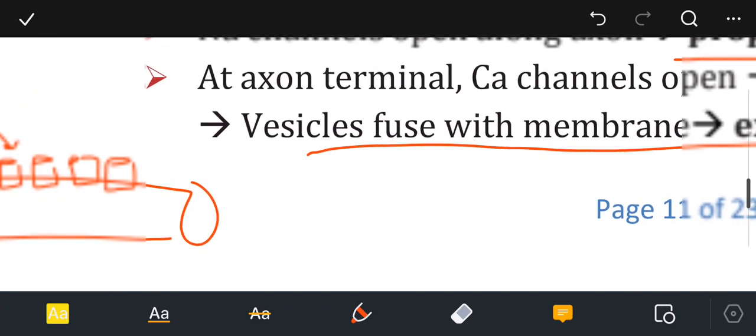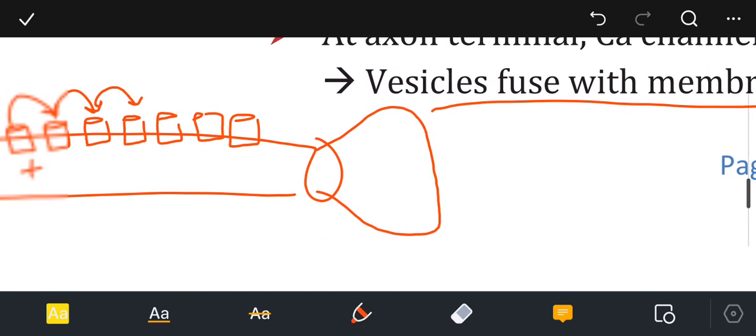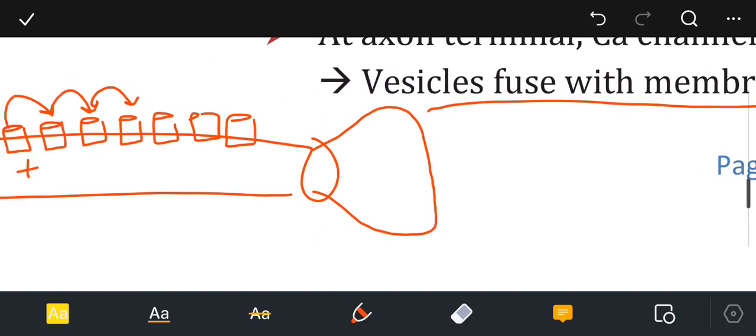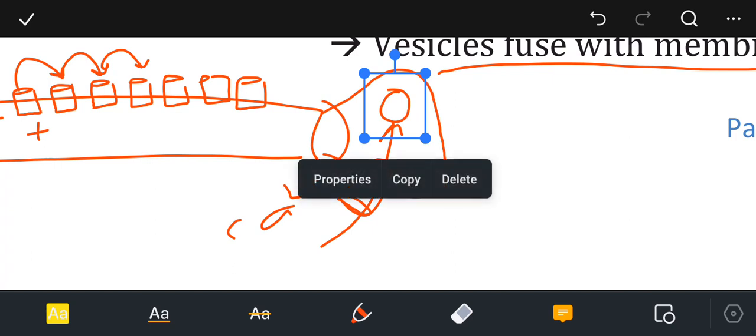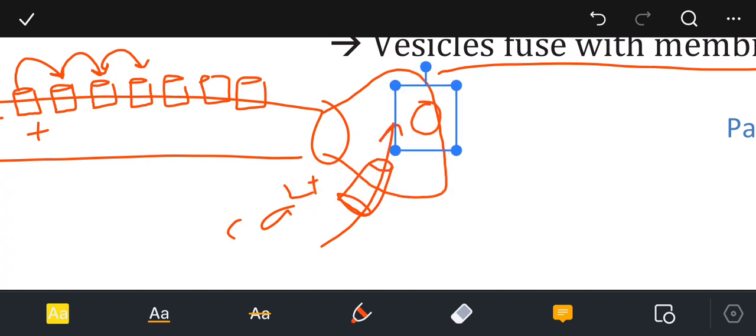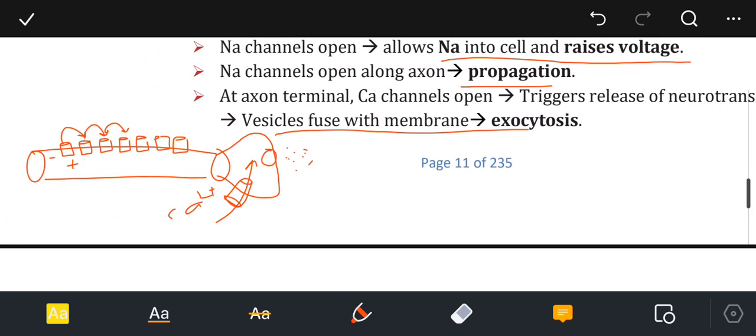The next point is when ultimately the impulse reaches the axonal terminal, there are special calcium channels present over here, and these calcium channels will cause calcium influx into the cell. This calcium will help the neurotransmitter vesicle to fuse with the cell membrane, and this fusion will cause the release of the neurotransmitter into the synaptic cleft. So this is the whole mechanism. I thought this would come later on as well.